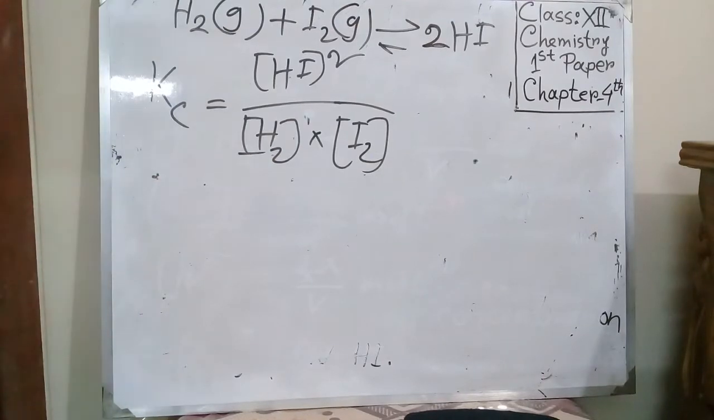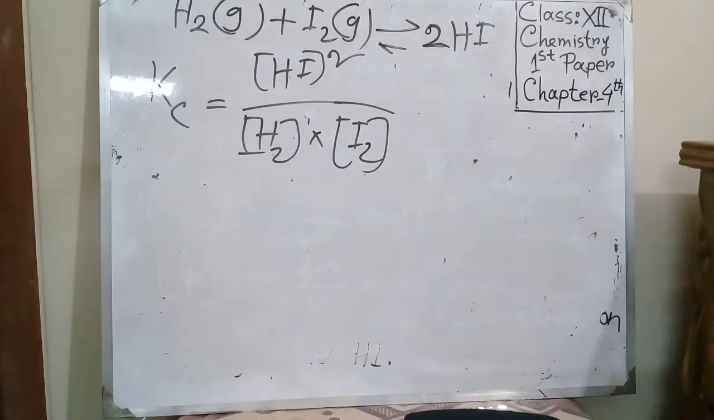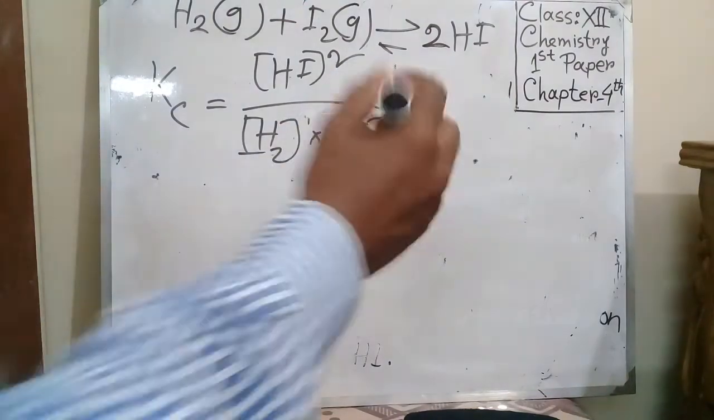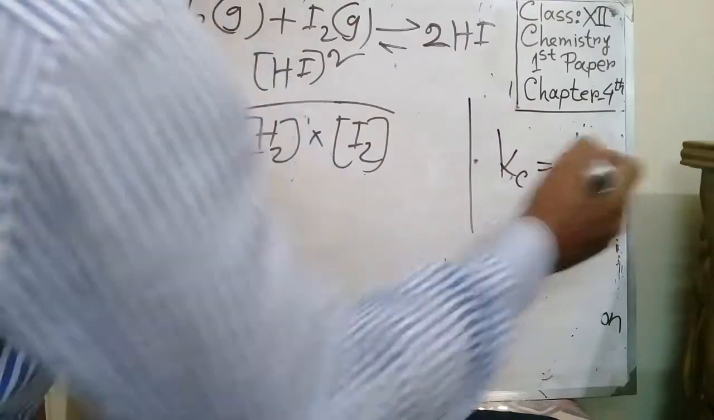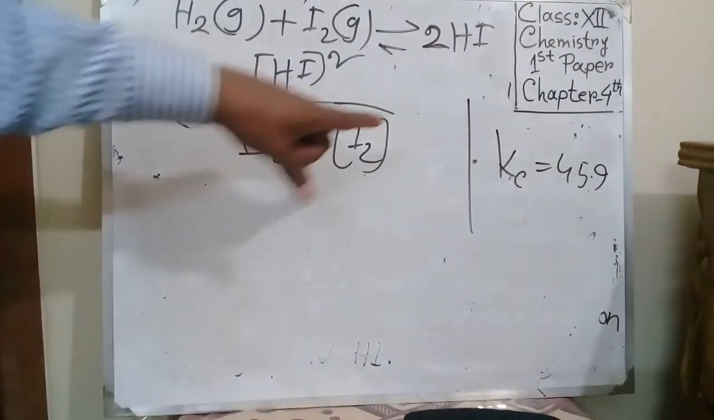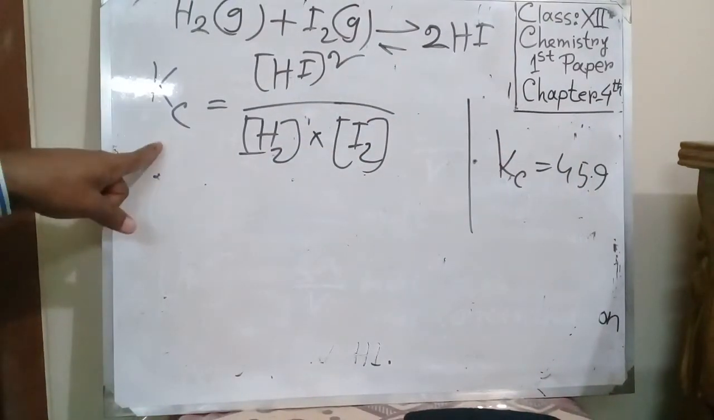Now Kc, in the question Kc was given. What is the value of Kc? Kc equal to 45.9. This was given in the question. So we can put the value of Kc here.